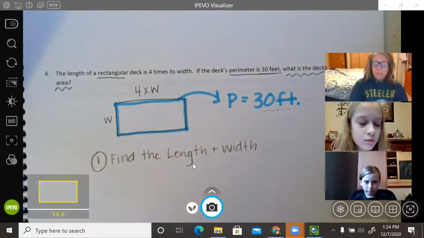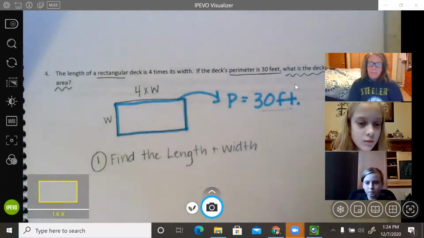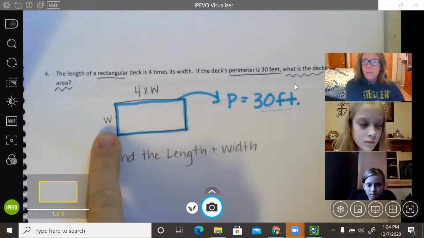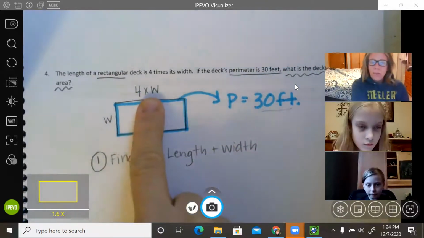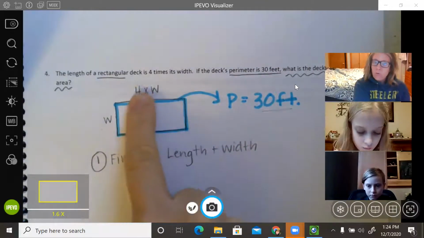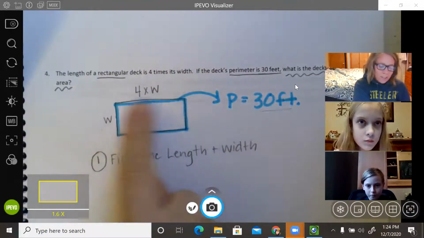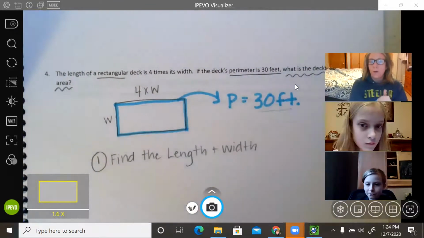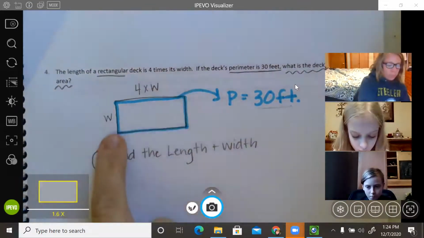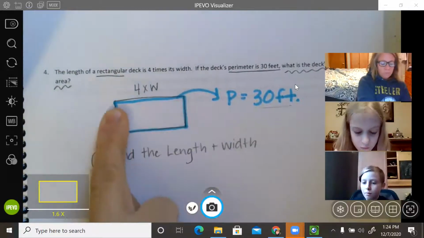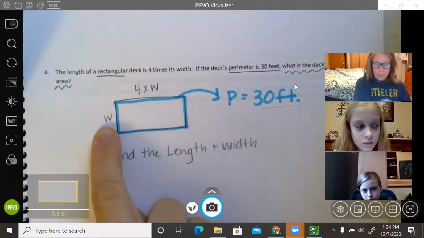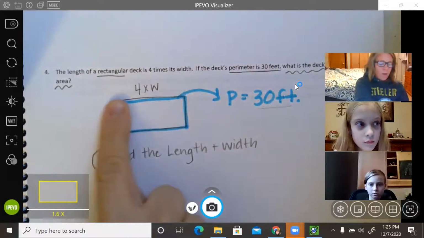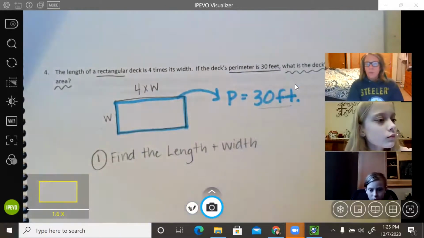I jumped into some groups to talk about what you were finding. One thing that I found was some of you came up with a width of maybe 10. If you multiply 10 times 4, that gives you 40 for one length, one side. That should be a red flag right there that that's not correct, because your whole perimeter can only be 30 total. So we needed to figure out what the width would be, then multiply by 4 to get the length. And if you add all 4 of these together, we would get 30.